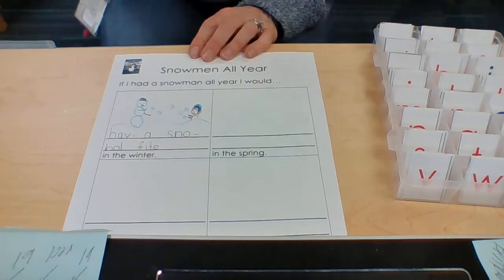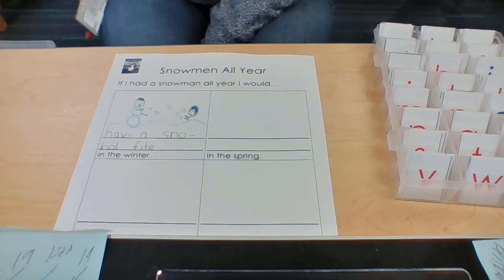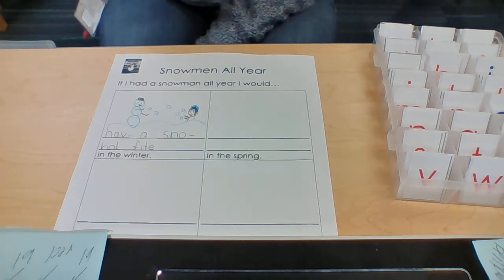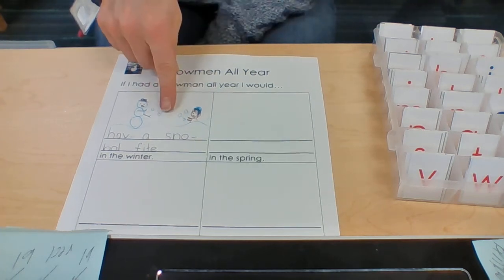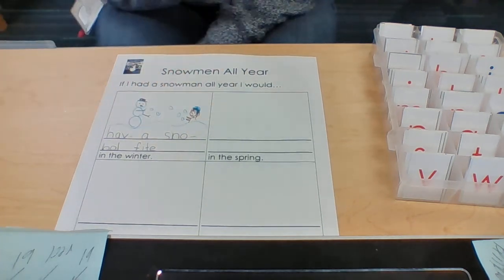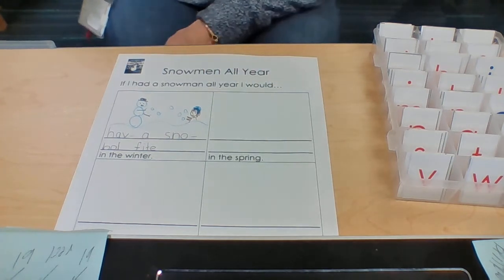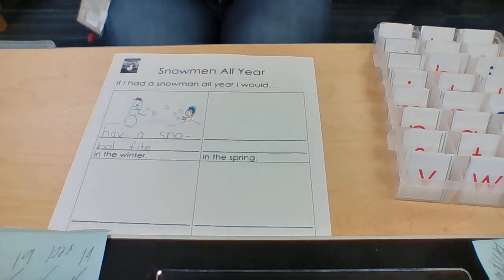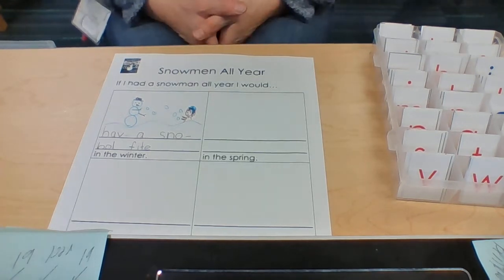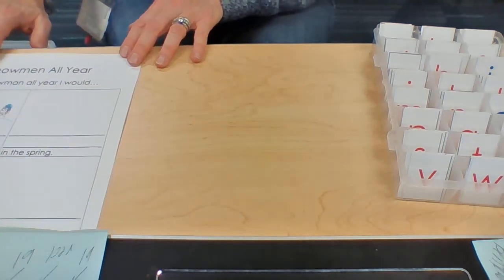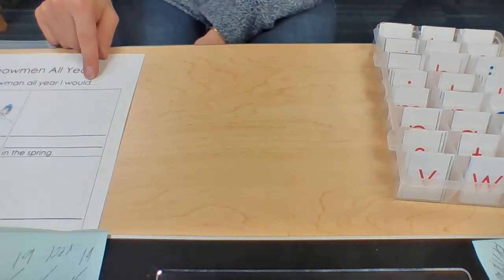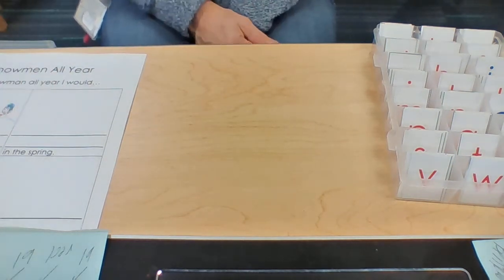In the spring. In the spring. What do I know about springtime? In the springtime, the flowers start to grow and little birds start to hatch out of their eggs. There's all this new life and everything's growing because the snow has melted and the weather's getting warmer. So I do know that in the spring, I'd like to see things grow. So I'm going to plant a garden with my snowman. So I need to write, if I had a snowman all year, I would plant a garden in the spring.